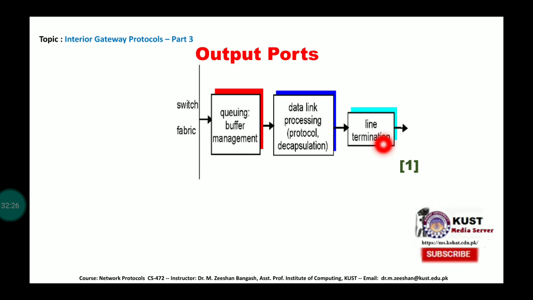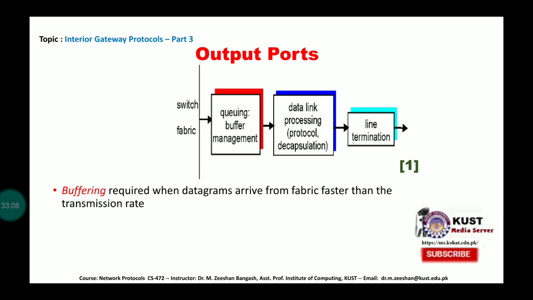Now the output port, which is connected with the switching fabric, is divided into three parts. There's a queuing buffer manager for outputting on the output interface, and then there is a reversal of the data link processing that was the same part as in the case of the input ports. In the input ports it encapsulates; however, here it decapsulates, and then there's a line termination that converts the data into a series of bits for onward transmission to the network.